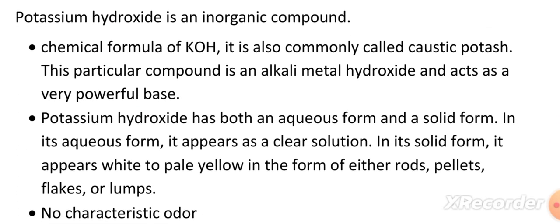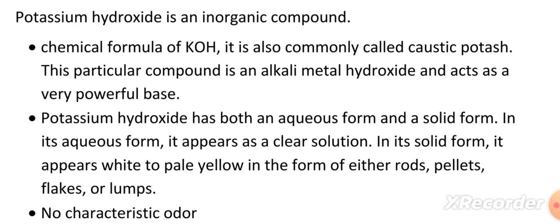First of all, we discuss the chemistry of caustic potash. So, what do you know about potassium hydroxide? It is an inorganic compound, commonly called caustic potash. Its chemical formula is KOH. Potassium belongs to group 1A alkali metals, while hydroxide is a base. So, its combination results in the formation of caustic potash.